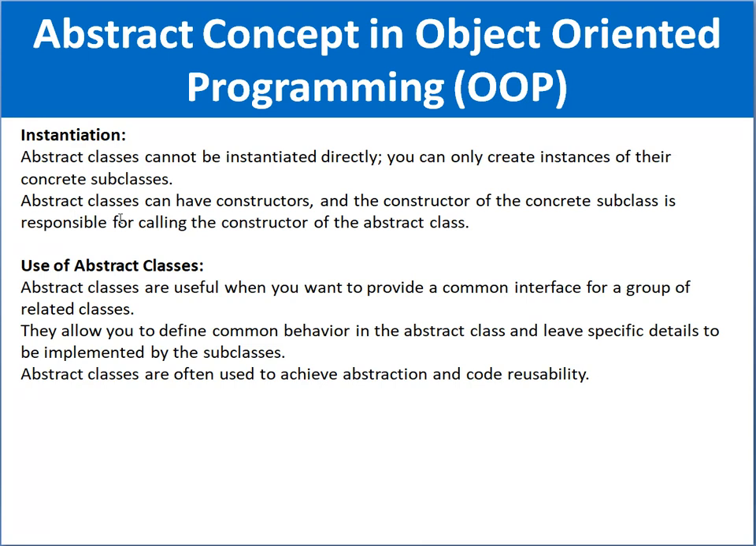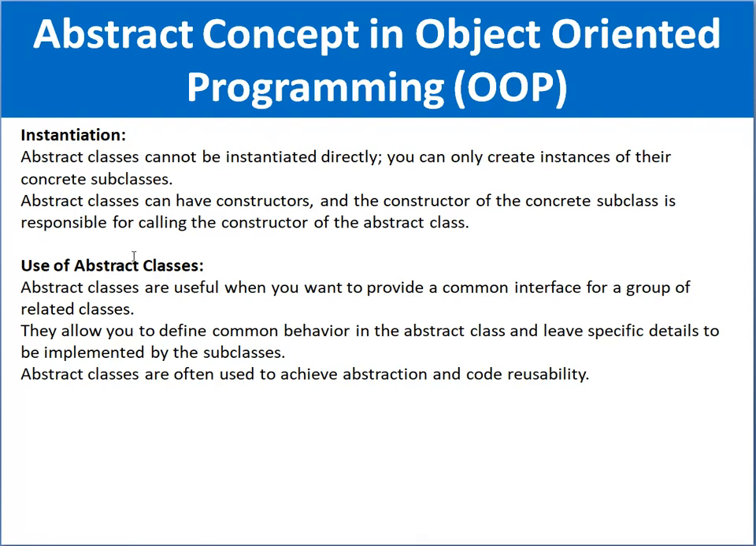Instantiation. Abstract classes cannot be instantiated directly. You can only create instances of their concrete subclasses. Okay, like it cannot be directly instantiated. Abstract classes can have constructors, and the constructor of the concrete subclass is responsible for calling the constructor of the abstract class.